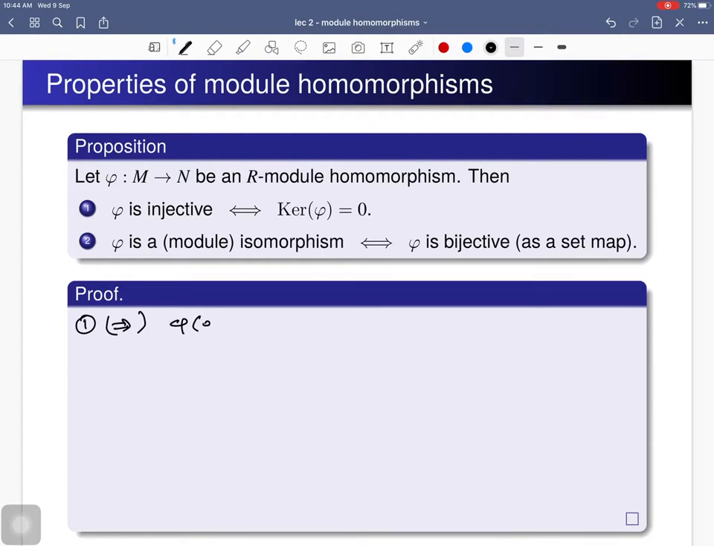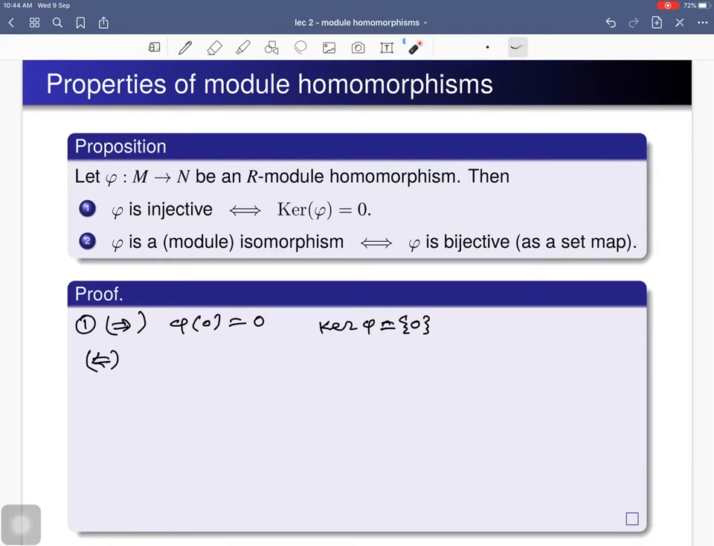We know that phi of 0 it is 0. Okay, so 0 element is already there inside kernel of phi, and if phi is injective, then any non-zero element it cannot map to this 0 element. So we have that kernel of phi it is just trivial singleton set consisting of 0 element of M. Now let us prove this reverse direction.